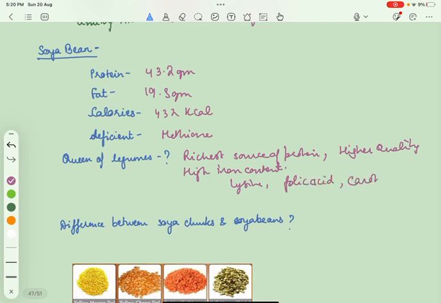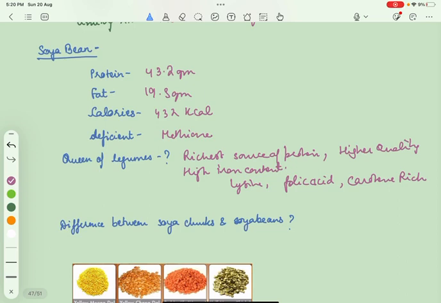So that is why we always advise to take dal chawal together, because dal is deficient in methionine, and rice is deficient in lysine. So when you take both of them together, one suffices for the methionine and the other for the lysine. So both go hand in hand.